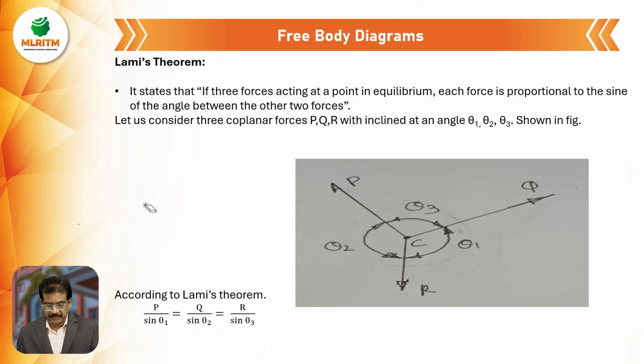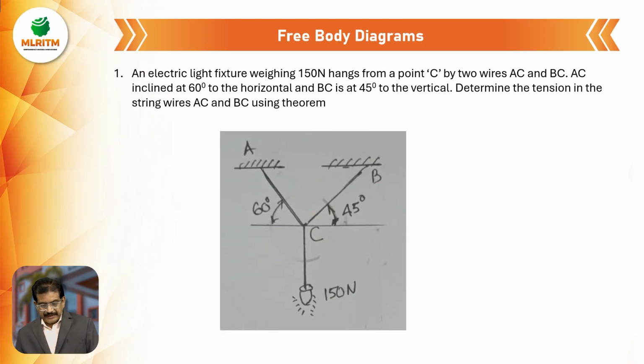Next we will see one problem. An electrical light fixture weighing 150 Newton. The electrical fixture is at point C. Let us take the bulb. What is the weight of the bulb? 150 Newton. At C, two wires, AC and BC, are inclined.